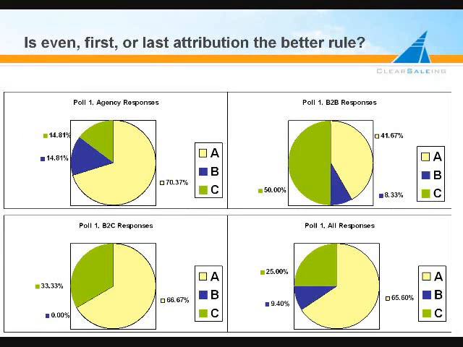Well, after proposing this scenario during the forum, we found the majority of all groups voted for the even attribution model. This slide shows that the majority of agencies, people in the B2B space and B2C space, along with the aggregate of participants, believe that an even attribution model is the best way to allocate credit for an online sale.